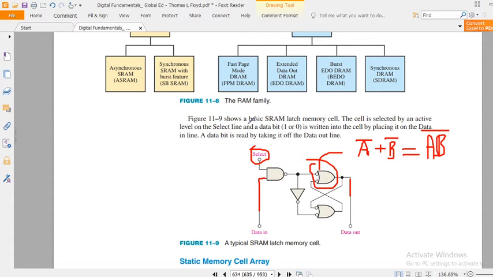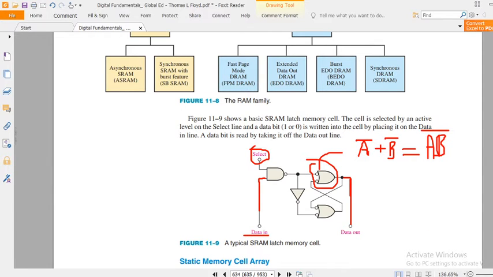Figure 11.9 shows a basic SRAM latch memory cell. The cell is selected by an active level on the select line. The select line selects the cell, and a data bit 1 or 0 is written into the cell by placing it onto the data in line. Whatever you want to write, you can place data on this, and it can be written in the cell. A data bit is read by taking it off. If anything is stored, it can be read from here, by the data out line.